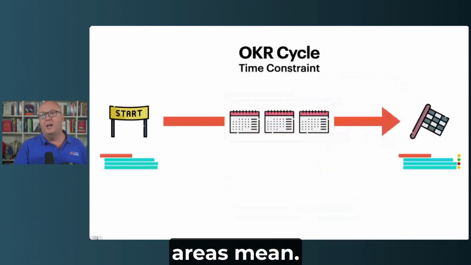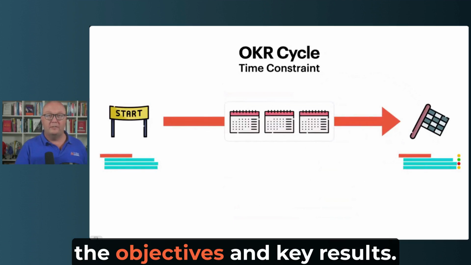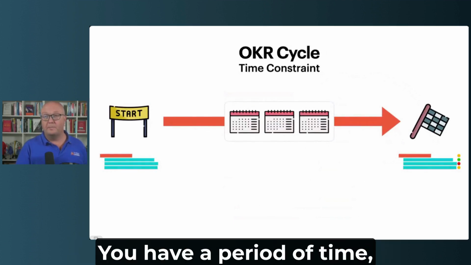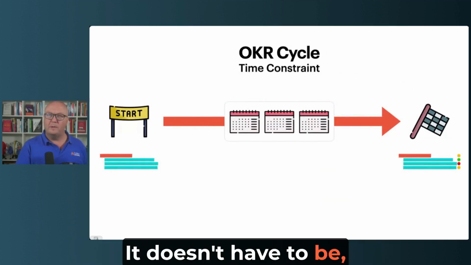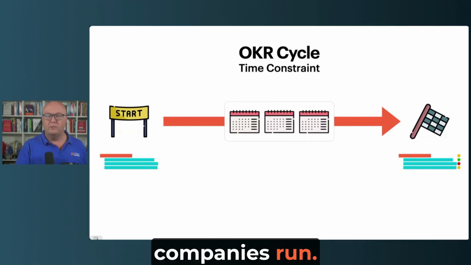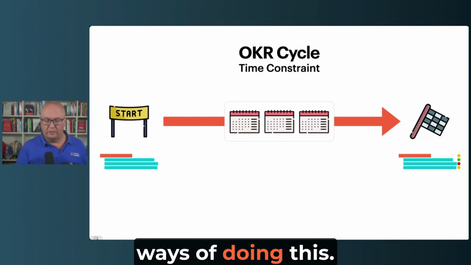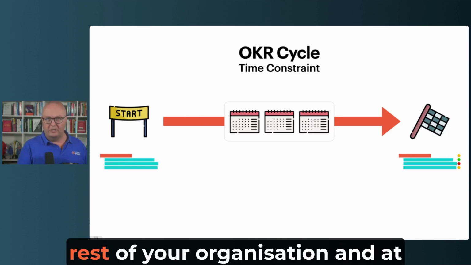The time constraint is basically you're starting out by setting the objectives and key results. You have a period of time, usually 3 months. It doesn't have to be, but usually it's 3 months aligned with calendar quarters, because that's how most companies run. But some people do 6 months, some people do 4 months. There's all sorts of different ways of doing this. Try and make it aligned with the rest of your organization.